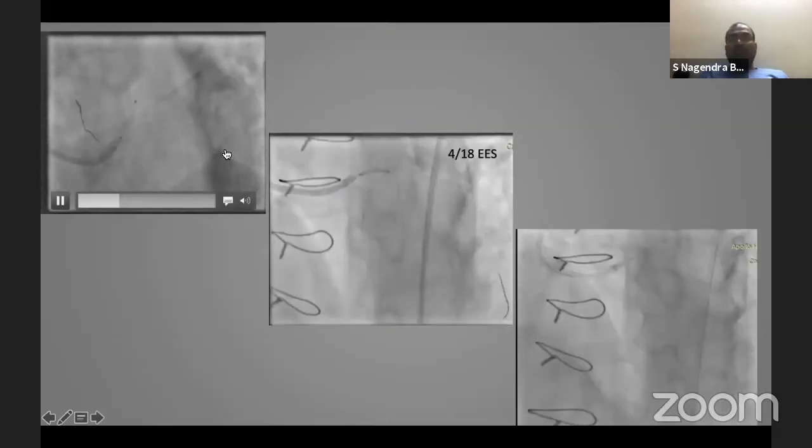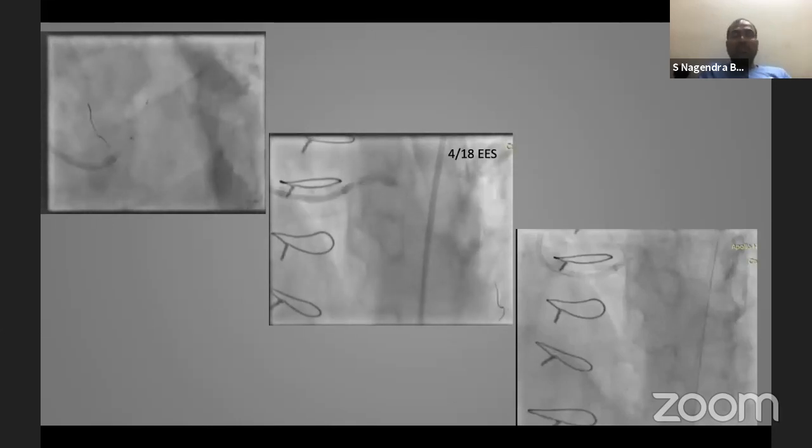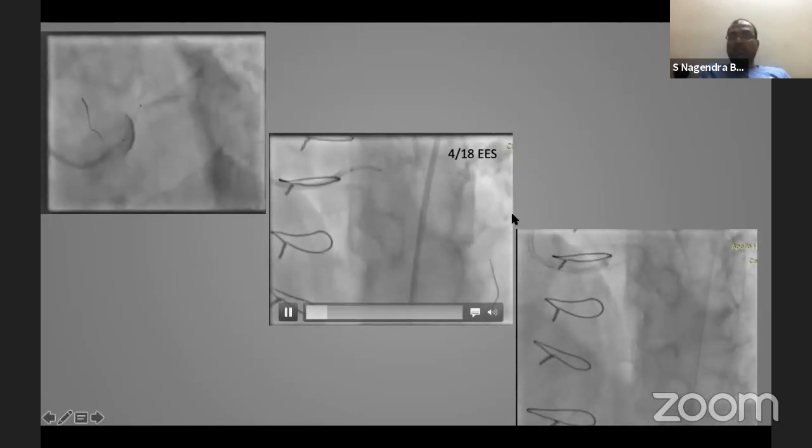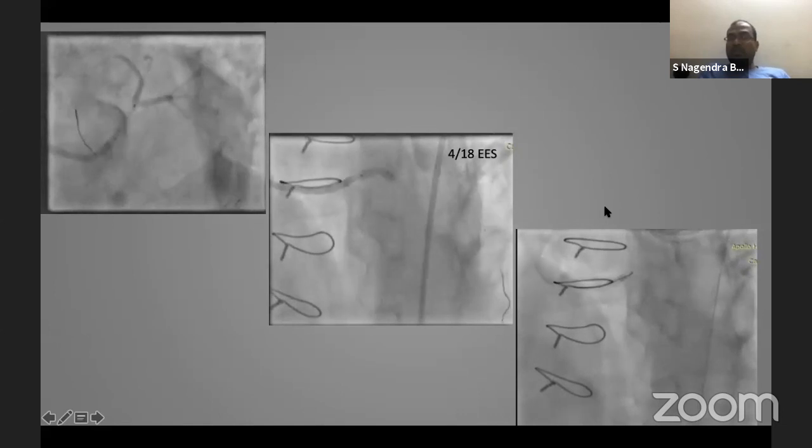So we initially dilated the lesion. There is no significant block. The other thing I should have told, but I forgot to tell, is that there's no significant calcium appreciated in this particular segment. It's all fibrofatty lesions. After adequate pre-dilatation, we deployed a 4.18 everolimus eluting stent here.